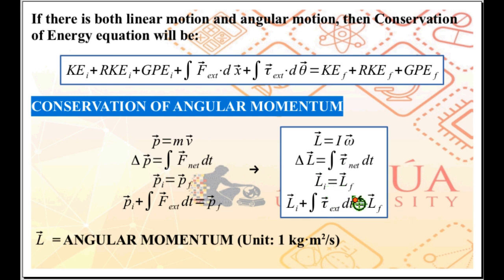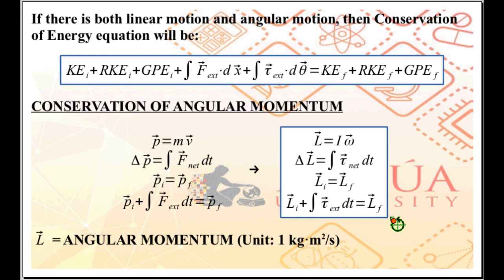And if there is the existence of an external torque or influence affecting the angular momentum of the system, you have L initial plus impulse due to the external torque. So the integral of external torque times dt is equal to L final. So once again, just take the equations for linear motion, replace the variables with their angular counterparts, and you get the equations for angular motion. This applies not only with kinematics, but also with dynamics, as we have just shown.